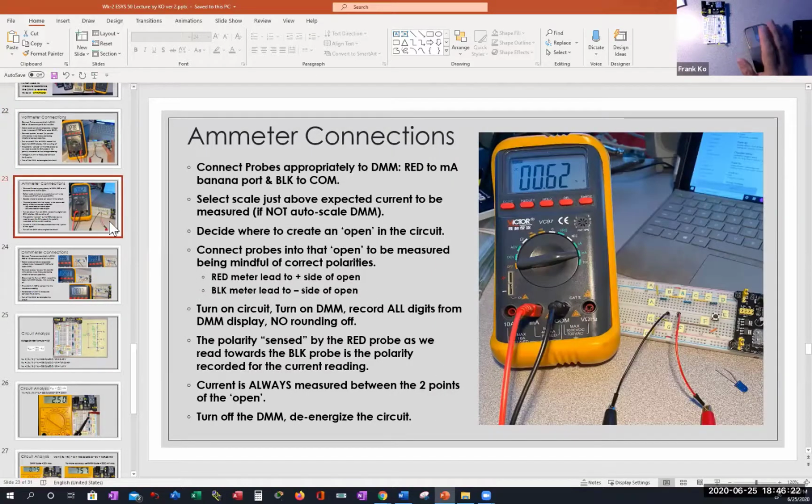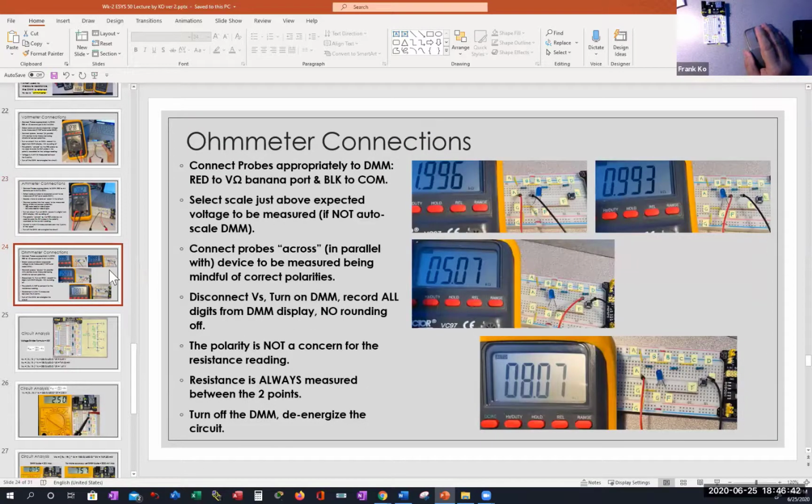Ammeter connections are even more specific, and I said for our circuit F and circuit G, do not measure current. Did everybody get that? Do not measure current, because I will review current measurement with you next week. I don't want you blowing up your fuses this week accidentally, okay? Then resistor measurements, and we showed you how resistor measurement works, and that you have to disconnect the voltage source. You have to make sure the polarity is not a concern.